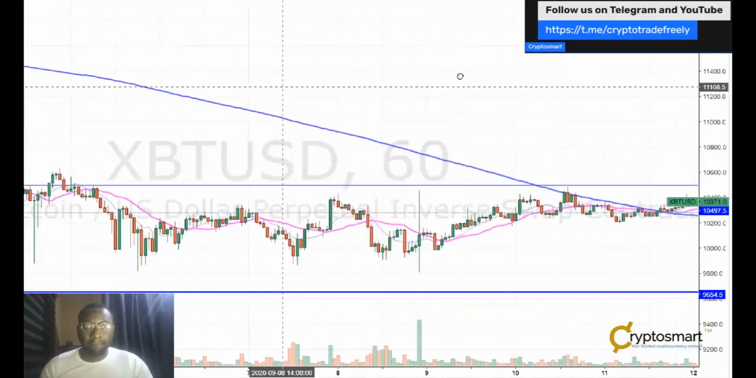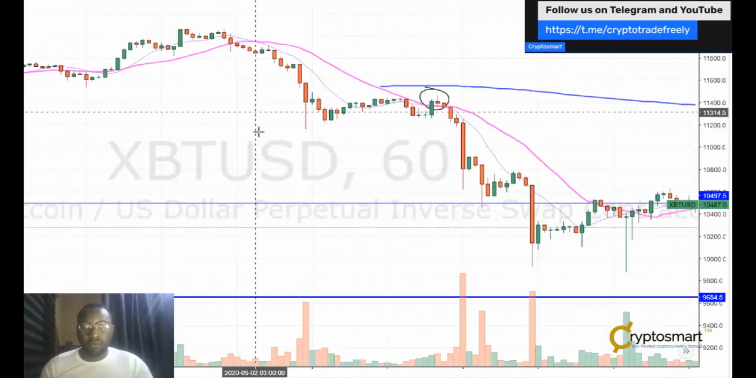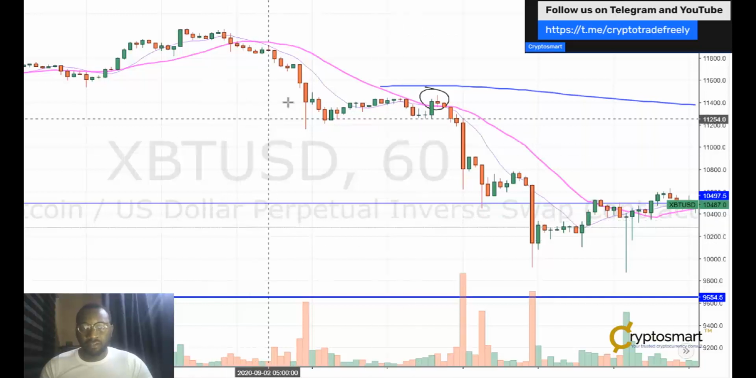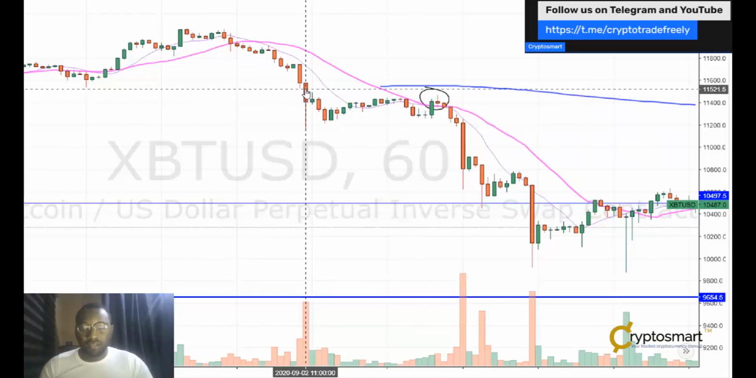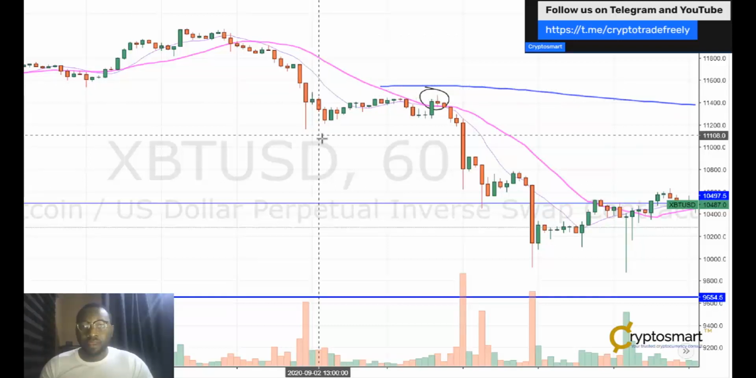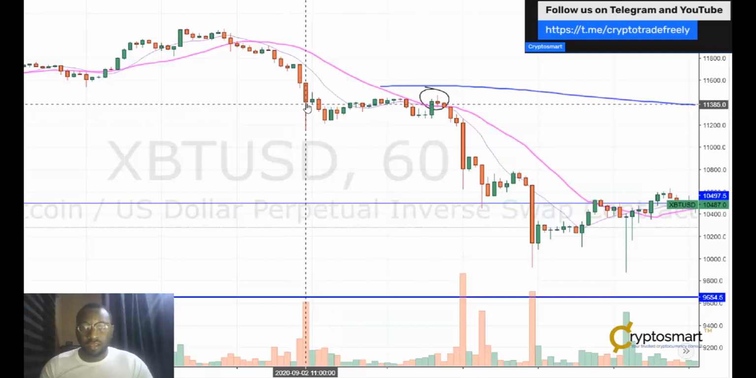Here, the definition of a candlestick first. We have the body and we have the shadow or the wick. This side, the thicker part, is what we call the body, and this other side, the line, is what we call the shadow or the wick.